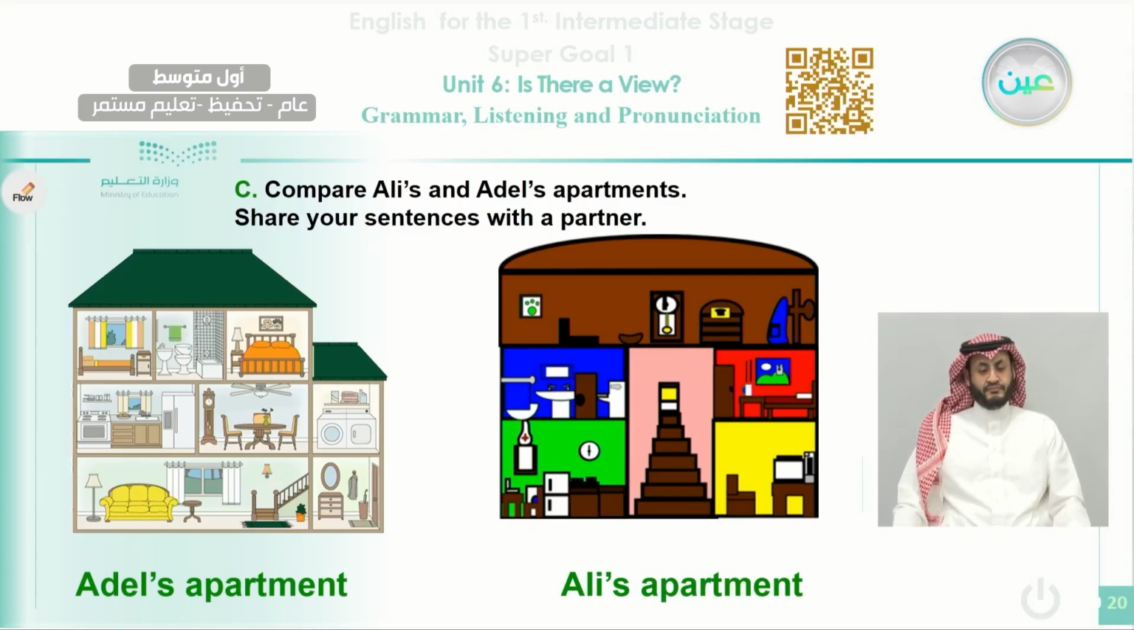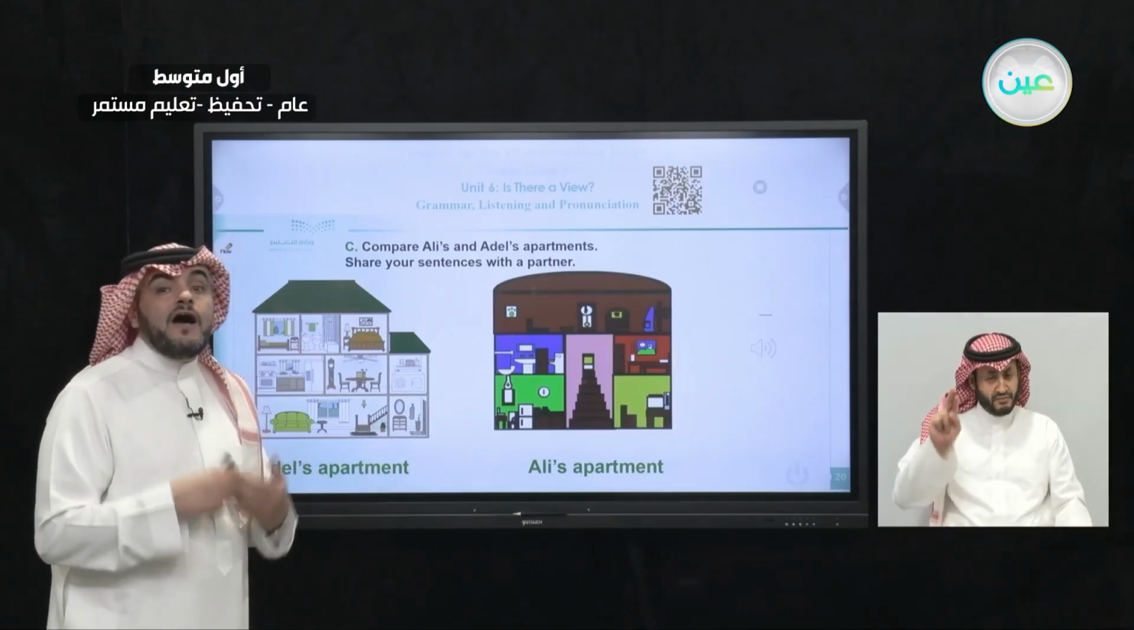Are there chairs? Yes, there are. You can point at the chairs. But here, let's go back to Ali's apartment. Are there chairs? We can't see chairs here. There are no chairs, only there is a table. You can practice doing that by asking, is there? If you want to ask about one. If you want to ask about more than one, you can say, are there?